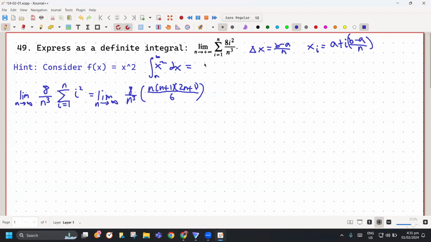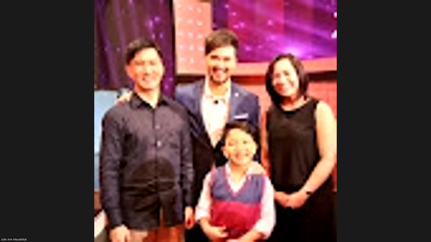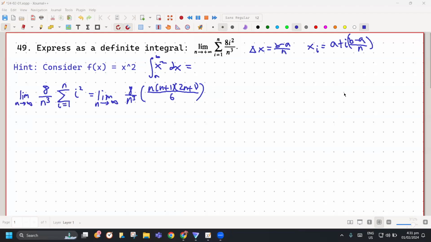Tapos ang ano, pwede ba pong mga 10 minutes na CR na tuloy mo? Sige, sige. Hindi na ako mag-focus lang.